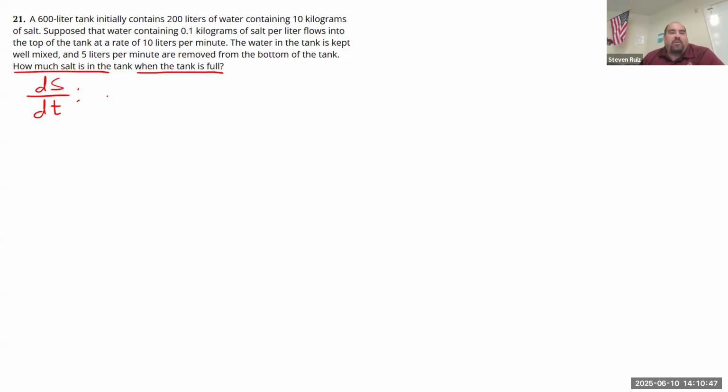So let's talk about how that is going to be measured. How am I measuring how much salt there is in this tank? Like what unit? Looks like I'm measuring salt by mass in kilograms. And how am I measuring time? I'm measuring time in minutes. So I think it's really important to make sure we're consistent. Whatever rates we figure out need to be consistent with this kilograms per minute. I am going to break this down into two rates, dS in/dt and dS out/dt.